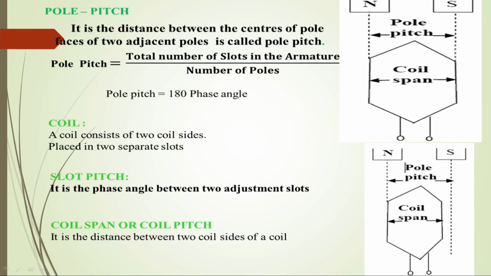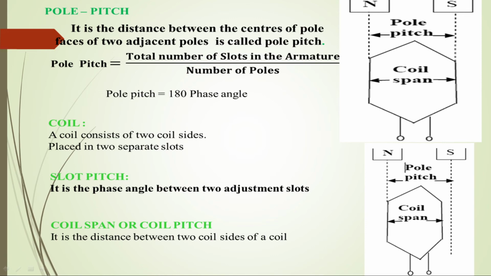bottom layer. So a few definitions we have to see: what is pole pitch, what is coil, what is slot pitch, what is coil span. These are the definitions. Pole pitch is, see here in this diagram, the distance between centers of pole faces of two adjacent poles, and it is equal to the total number of slots in armature divided by number of poles, or pole pitch is equal to 180 degrees phase angle.